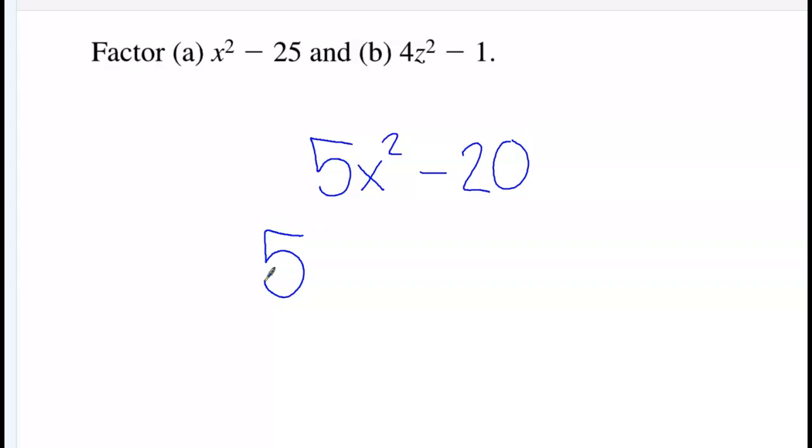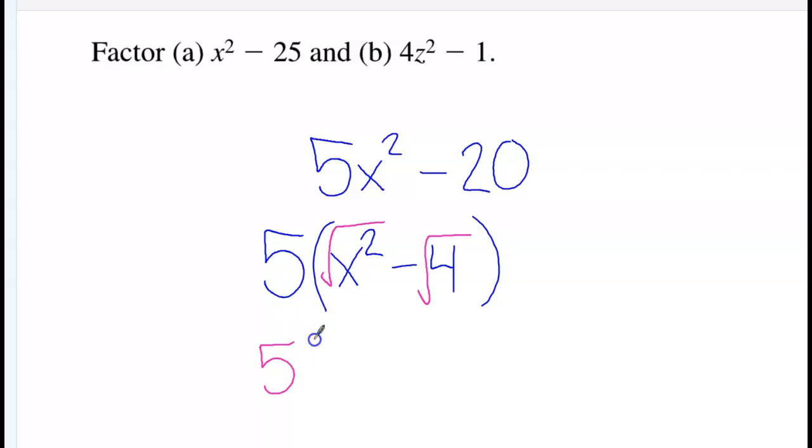Okay, so we agree that we can pull out a greatest common factor of 5, right? Yes. So what would be left here? X squared minus 4. Now can you factor even more? No, because x squared and negative 4 don't have any common factor. But you can then factor using the square root. Oh, so then I would have 5 parentheses.